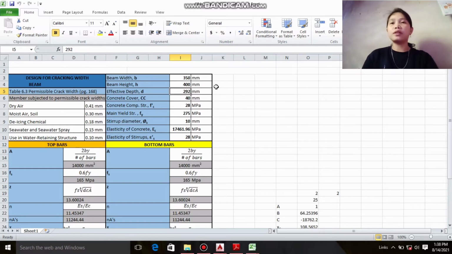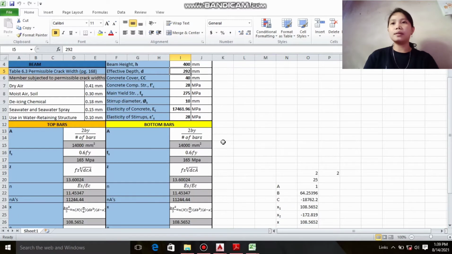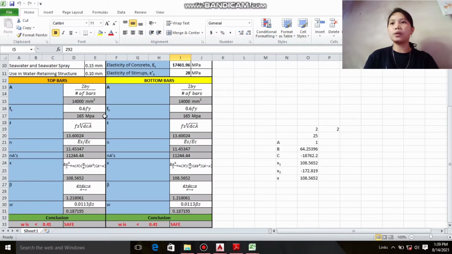So beam width is 350 mm, and beam height 400 mm, effective depth 292 mm, and the concrete cover is 40 mm. The concrete compressive strength is 28 MPa, and the main yield strength is 275 MPa. The stirrup diameter is 10 mm. The elasticity of concrete is 17,461.96 MPa, and the elasticity of stirrups is 28 MPa.